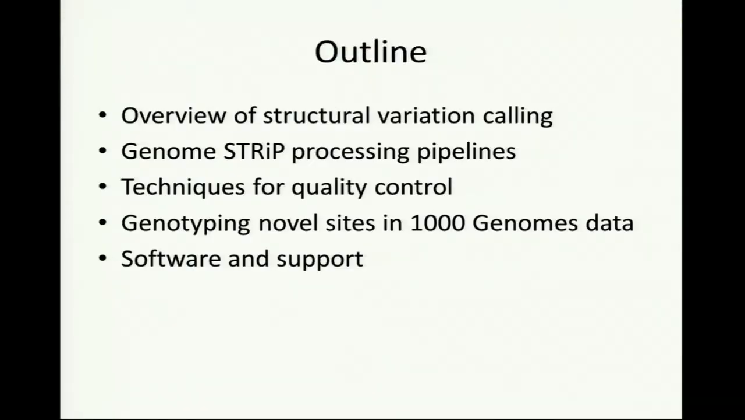So the rough outline of what I'm going to talk about today, I'm going to give you an overview of structural variation calling in general. I'm going to talk about details of how the processing pipeline works in Genome STRiP, some techniques you can use for quality control if you're doing a large discovery run or genotyping run. I'm going to talk a little bit about a usage scenario where you just want to genotype a small number of sites in a public data set, like 1,000 genomes, and how to get the software and how we provide support and things like that.